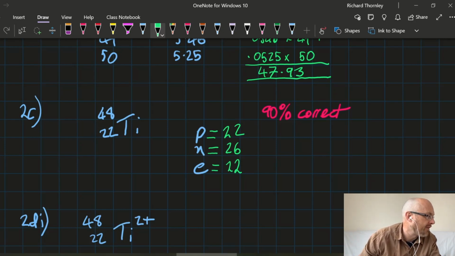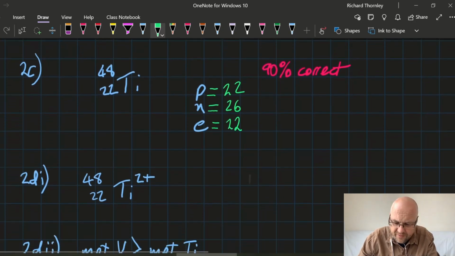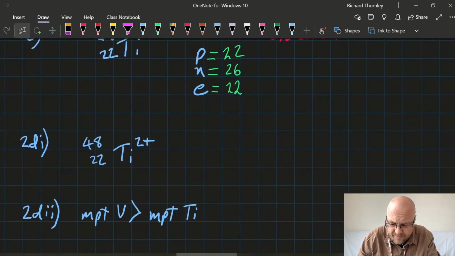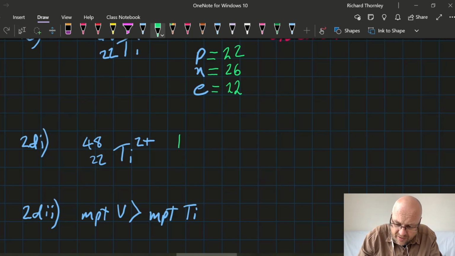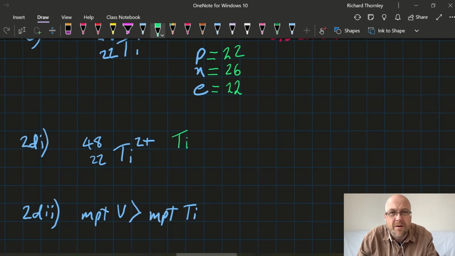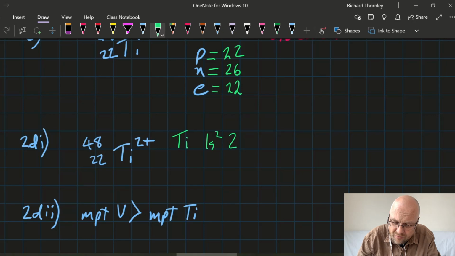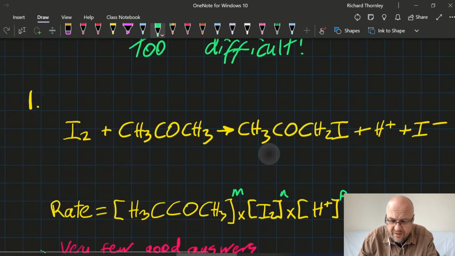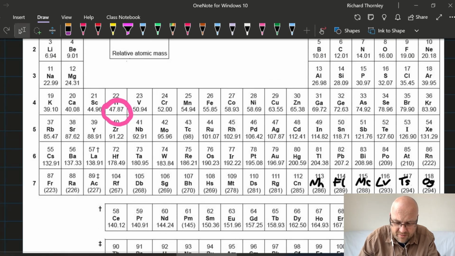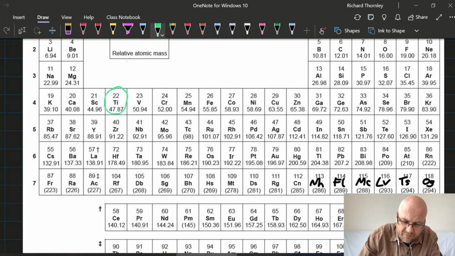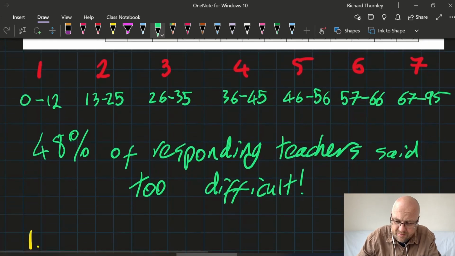Okay, the electronic configuration, the full electronic configuration for the titanium 2+. Well, I'm going to do titanium first, and then I'm going to whip off those 2 electrons. So it's 1s2, 2s2, 2p6, 3s2, 3p6, 4s2, 3d2. So that's for titanium. Let's just double check my memory's serving me correctly. Yep, so titanium ends at 3d2.